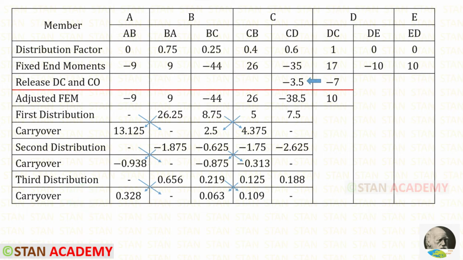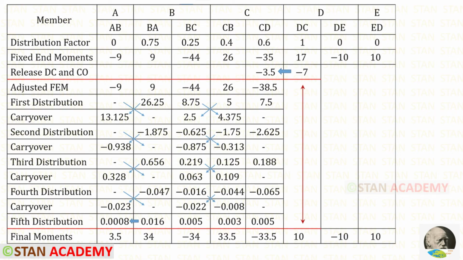In the similar way, we can do more distributions and carryovers until we are getting very small values. I have done up to the fifth distribution. I have stopped at the fifth distribution because I am getting very small values. In the last distribution, we have to only make the carryover to the fixed ends. Now let us add all of the values and find the final moments.